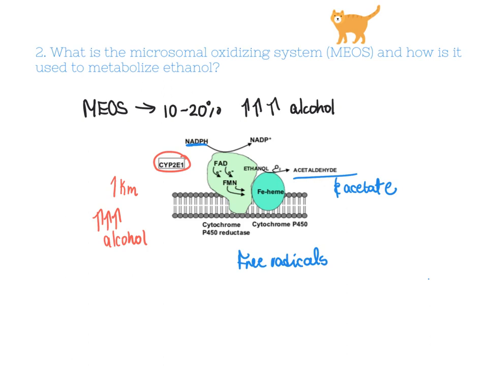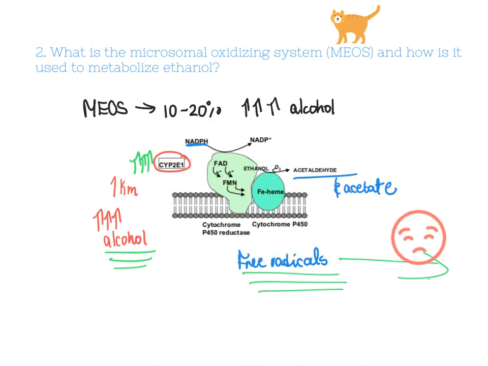To make matters worse, the expression of CYP2E1 is ethanol-induced. So the more we drink, the more CYP2E1 is expressed, and consequently, more free radicals are generated, leading to liver injury. Lastly, what's another pathway in which NADPH is very important?